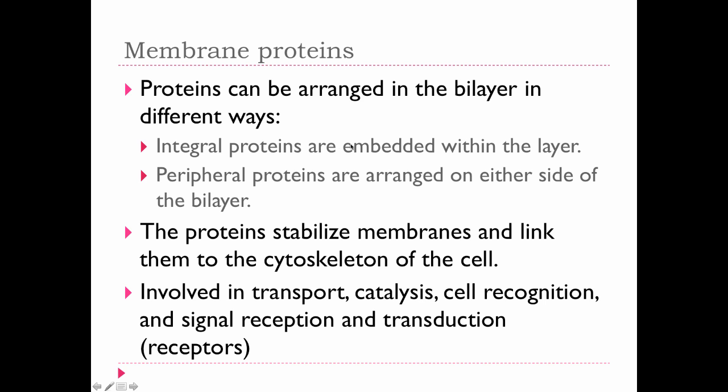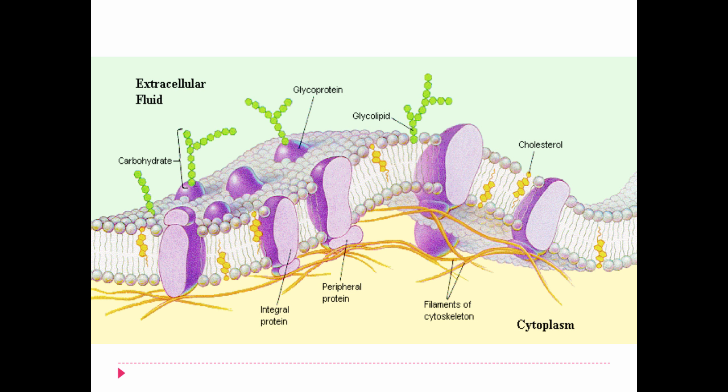And the proteins, we talked about integral and peripheral. They stabilize the cell membrane and often can form anchors to the cytoskeleton, which itself is protein. And they can form a whole bunch of different roles: transport, catalysis, cell recognition, signal reception, and transduction. So you can have receptors on the surface of your cell, which are going to detect other compounds and send out a signal in response.